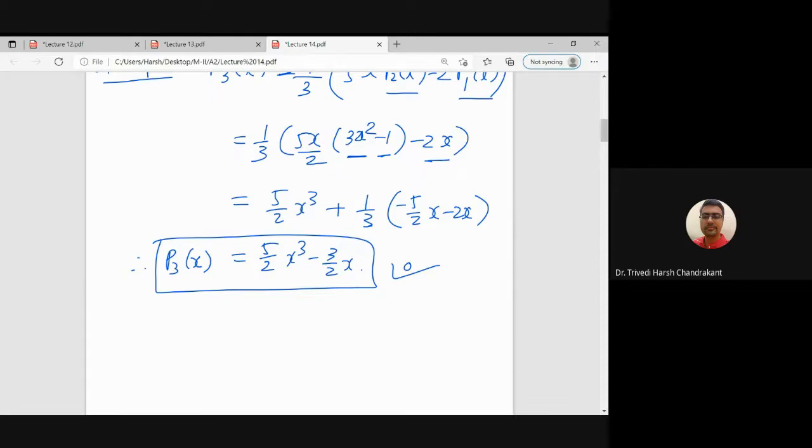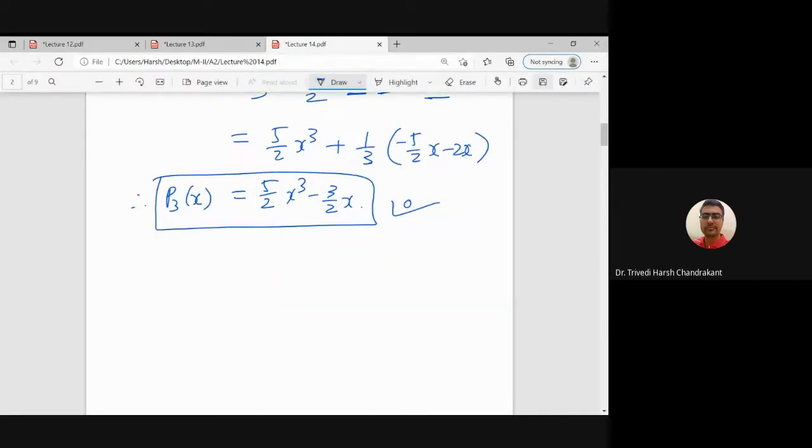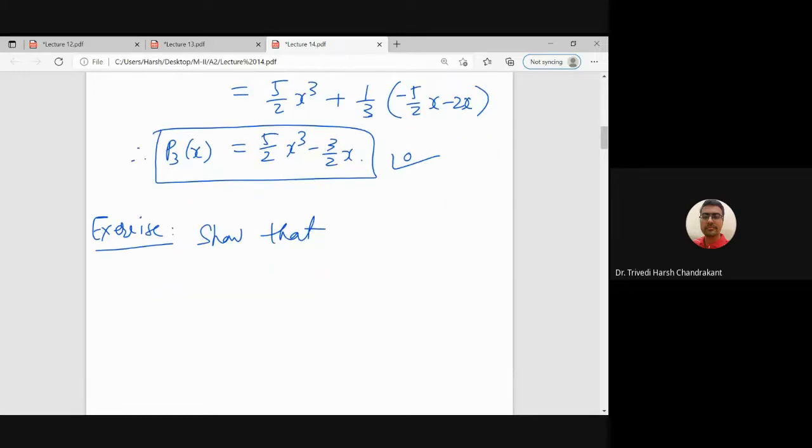Okay, so now we have seen the orthogonality of the Legendre functions. The next exercise, which we shall not prove, is to show that the integral from minus 1 to 1 of Pn(x) squared dx is equal to 2 divided by 2n plus 1.